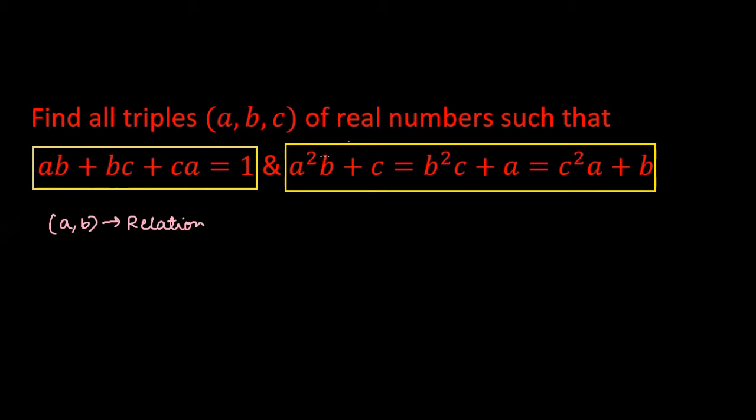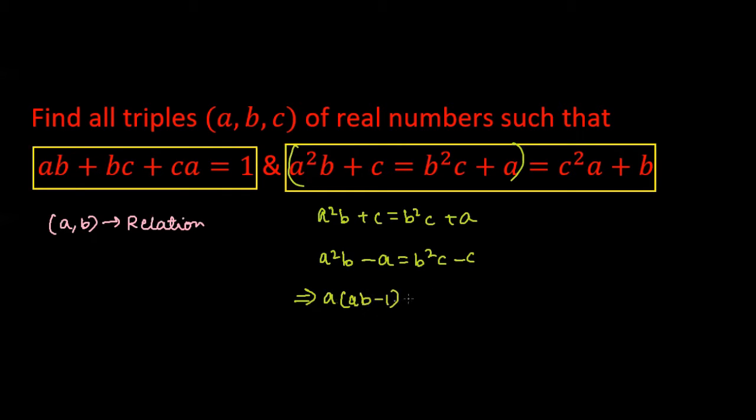Now to do so, I'm going to take this pair, that is A square B plus C is equal to B square C plus A. Take A to the left hand side and C to the right hand side, and we get that A square B minus A is equal to B square C minus C. This is nothing but A times (AB minus 1) equals C times (B square minus 1).